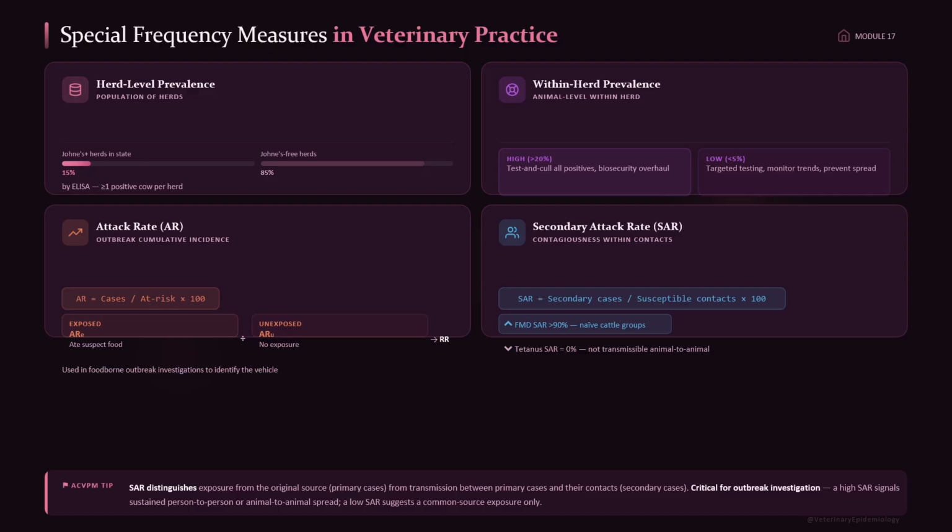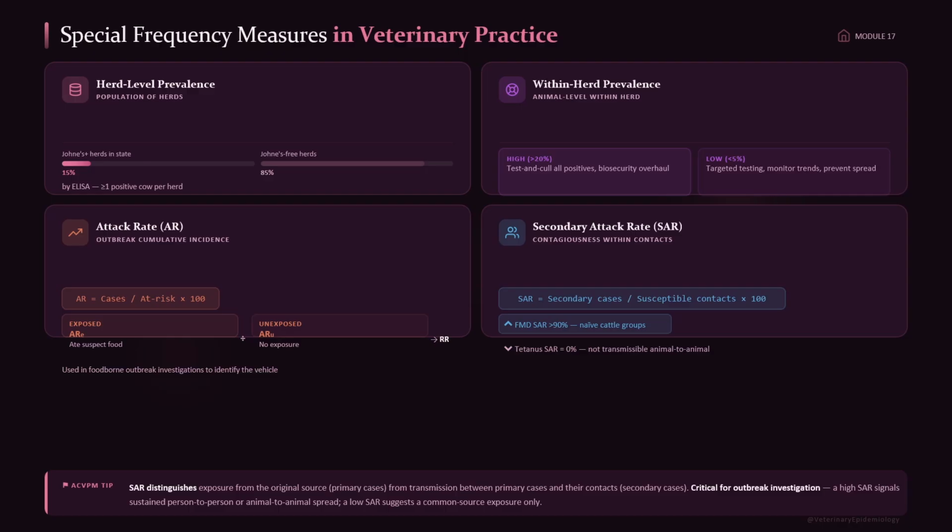Now, the outbreak measures on the right. Attack rate is really just cumulative incidence during a defined outbreak. New cases over the at-risk exposed group times 100. It shines in foodborne investigations. Compare the attack rate in animals that ate the suspect feed against those that didn't, and that ratio points you toward the vehicle. Secondary attack rate measures contagiousness, spread to susceptible contacts after the index case shows up.